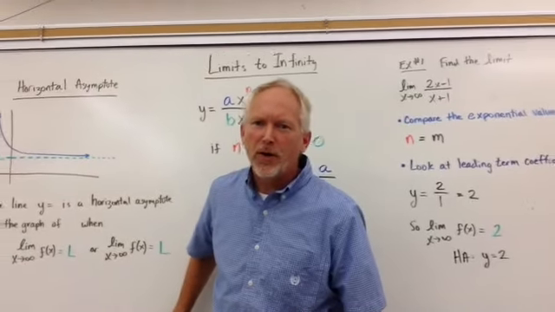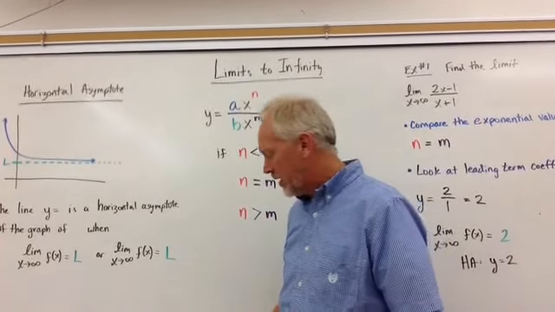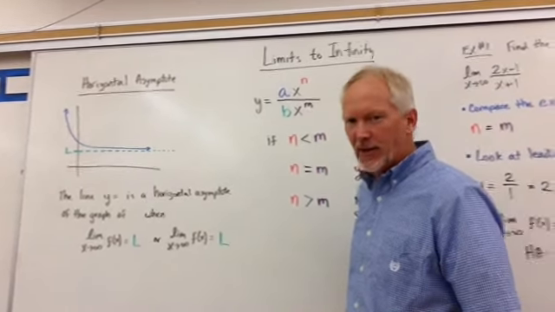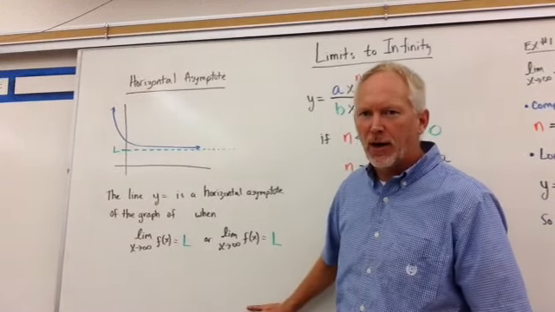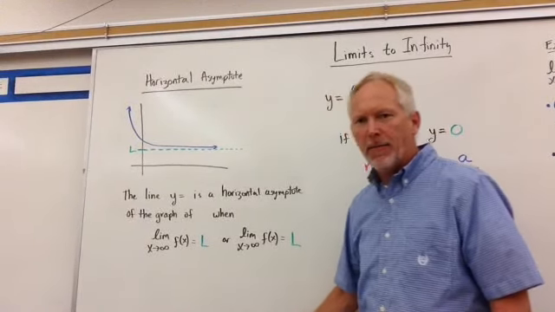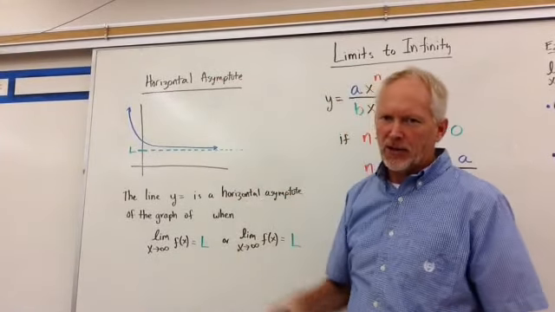Hi, Mr. D here doing a quick video on limits at infinity, another way to solve these problems. I like to refer to this as the Algebra 2 method. We might have learned that a few years ago in our Algebra 2 classes. But here's basically the way it works. We're looking at horizontal asymptotes.